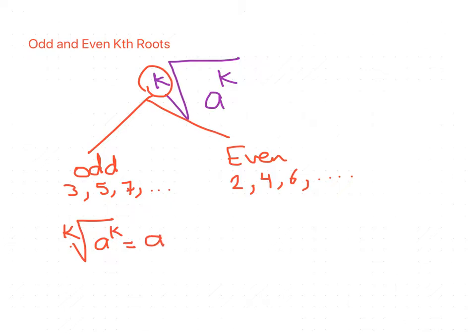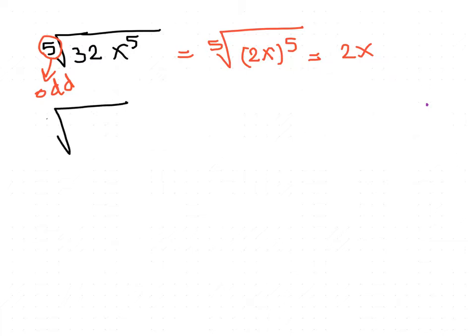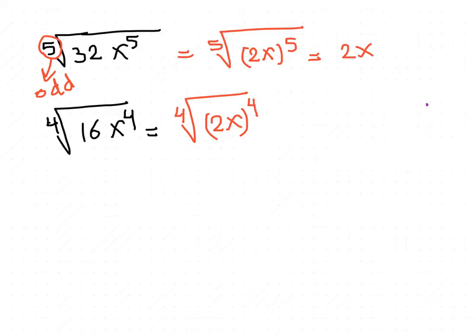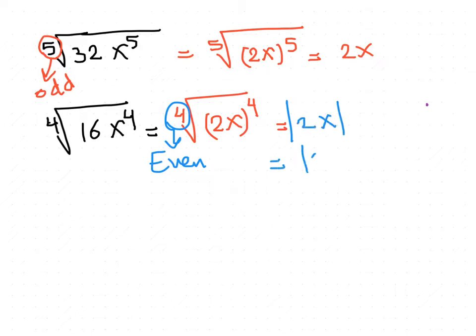But if it is even, so the kth root of a to the power of k, we must use absolute value. For example, the fourth root of 16x to the power of 4. Let us rewrite the expression again. We know that 16 means 2 to the power of 4, so here we have 2x all to the power of 4. Now 4 here is even, so we have to use absolute value. So it will be the absolute value of 2x. We know that the absolute value of 2 is 2, but the absolute value of x is the absolute value of x.